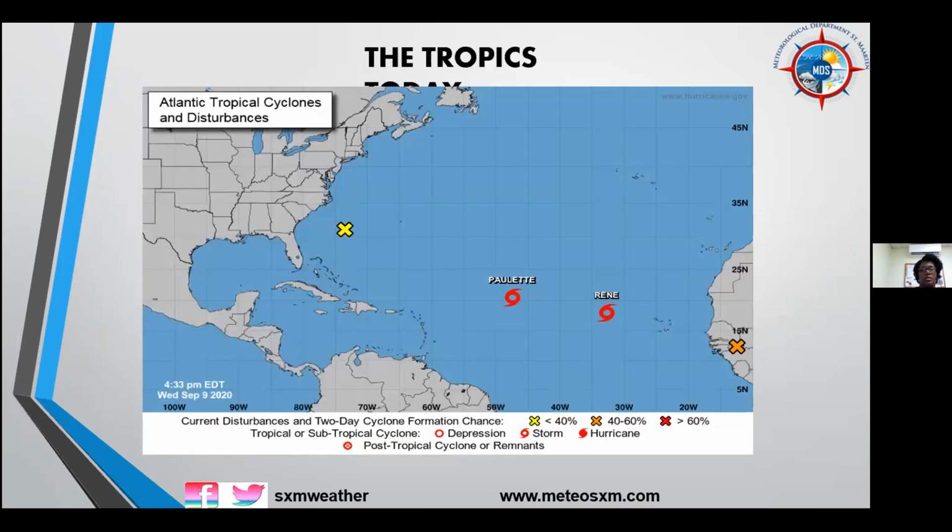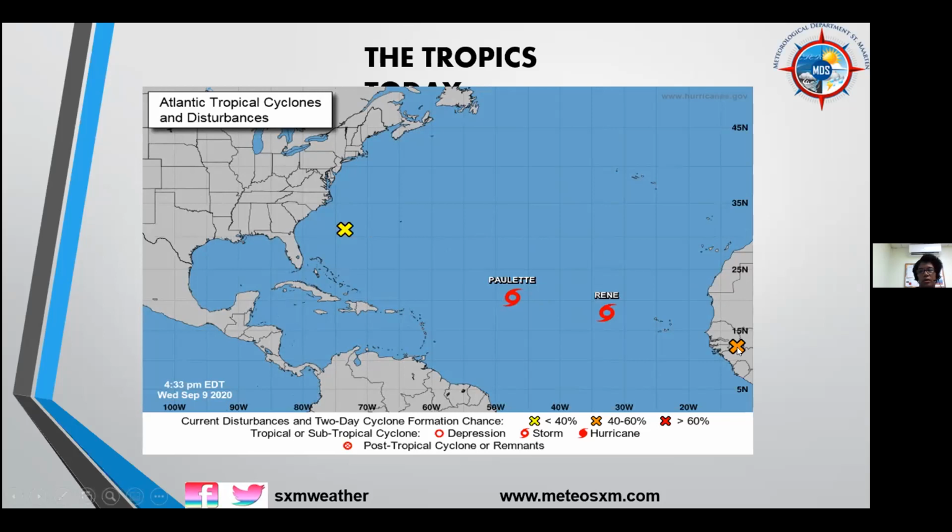This is a picture of the tropics today. I took that just about 5 o'clock. We have our two storms, Paulette and Rene. They are both forecast to stay over water, which is a good thing. And we have this little one out here near the east coast of the US. It has a 30% chance for development.